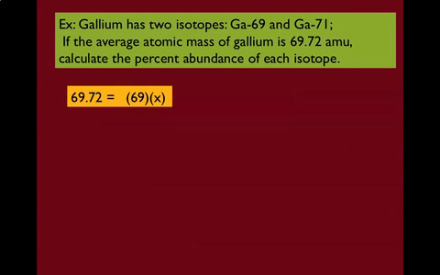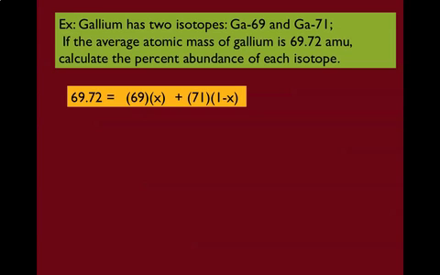So I'm going to make 69 times x, because I don't know what the percentage is, so I'm going to make that x, just like in algebra. And 71 is going to be 1 minus x. Remember, we have 100% total. If we change it into decimal form, 100% becomes 1. So I'm going to have x, and then the leftovers, which is 1 minus x.